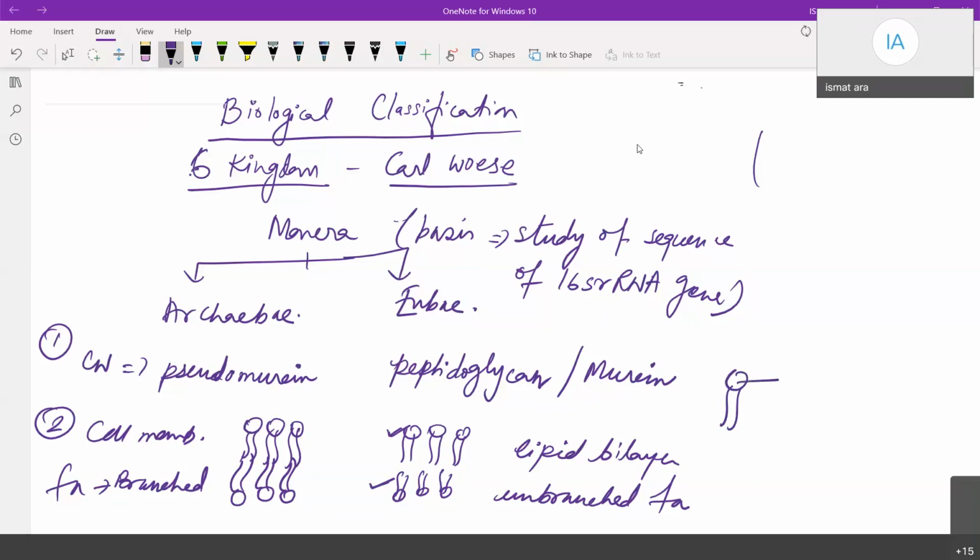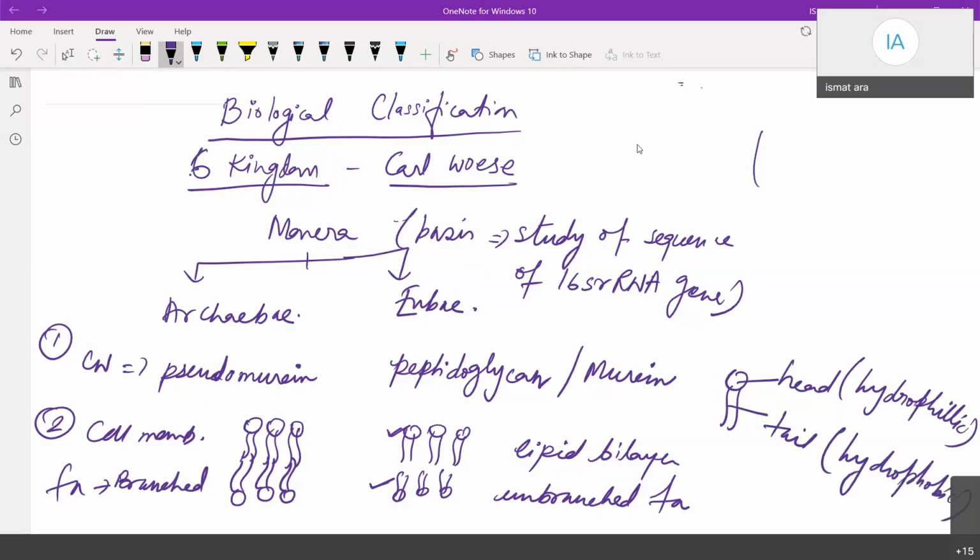Suppose this is a fatty acid. This is the head portion, this is the tail portion. The head portion is hydrophilic, and the tail of the fatty acid is hydrophobic. Phobia means hate, hydro means water, so they hate water. Philic means love, so the head loves water and the tail hates water. So this is the condition of cell membrane and cell wall in Archaebacteria and Eubacteria.